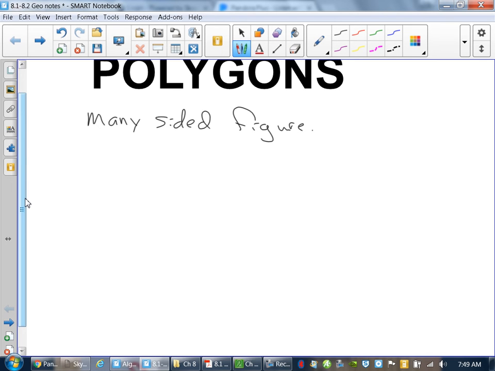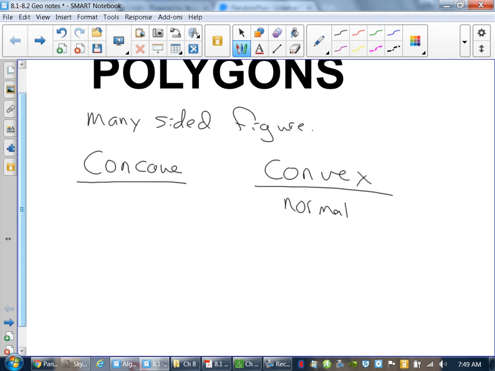When I say this, there are types of polygons. There's concave and convex. There are two types of polygons. You have what are called concave and convex. Convex are the normal ones. Concave are the ones that have sides that work inward.